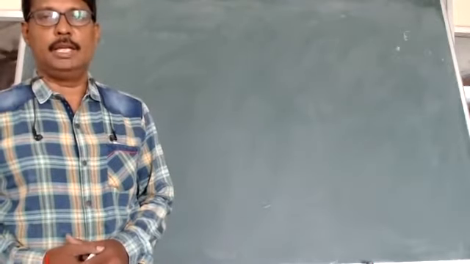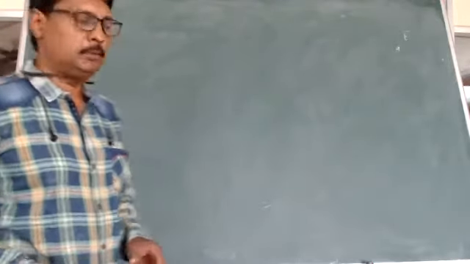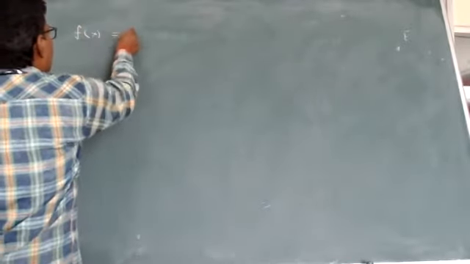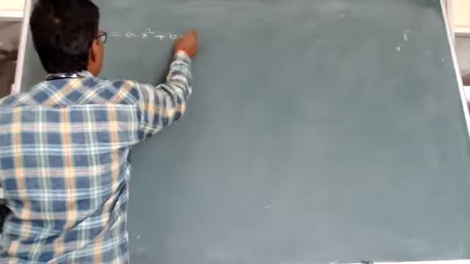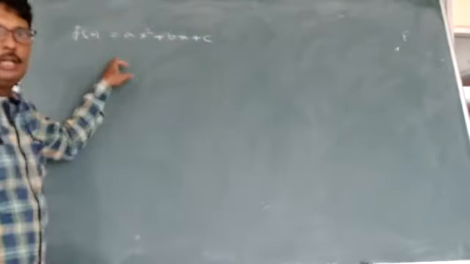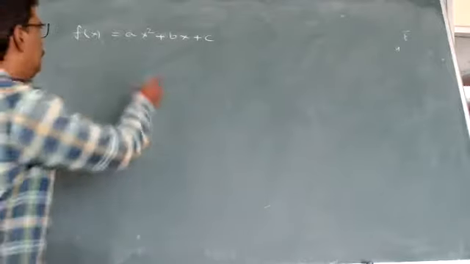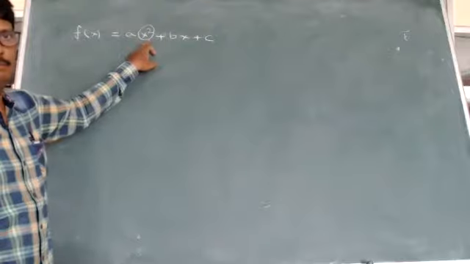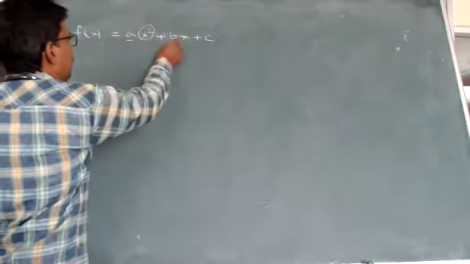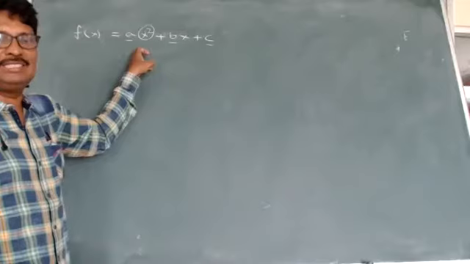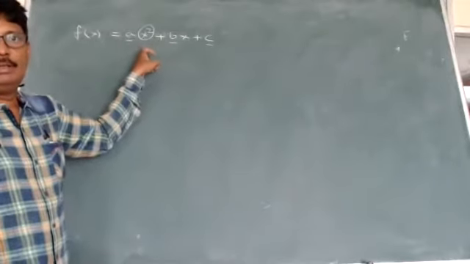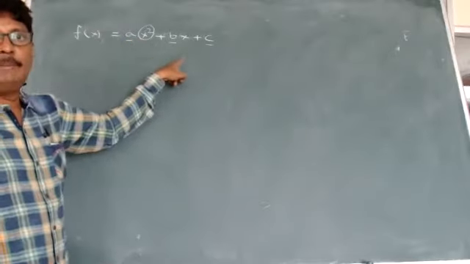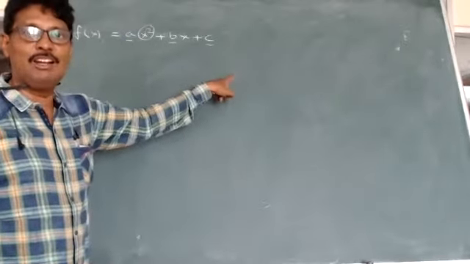An expression, a quadratic expression, f(x) is equal to ax square plus bx plus c is called a quadratic expression. This is called a second degree expression. And a, b, c are real numbers or complex numbers. A is called coefficient of x square, b is called coefficient of x, c is the constant term.